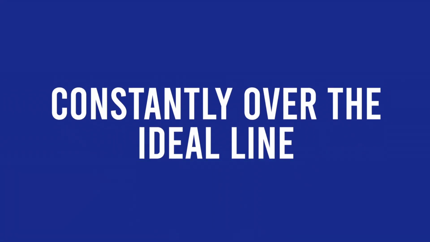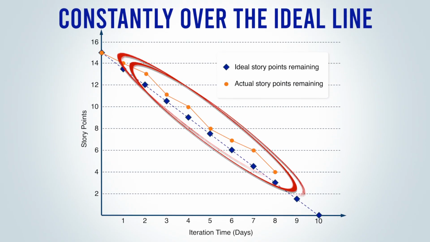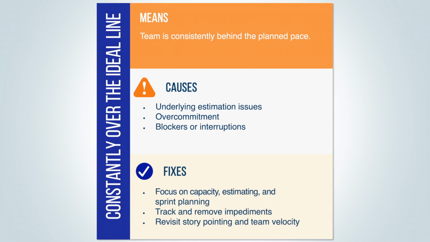Number 5, constantly over the ideal line. This means that the team is constantly behind the ideal pace. The causes of this are usually underlying estimation issues. There's been an overcommitment due to an underestimation. This may be poor estimation or a deliberate strategy in some way.